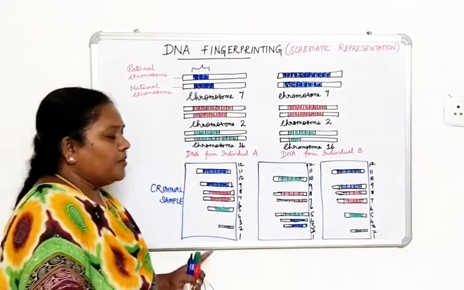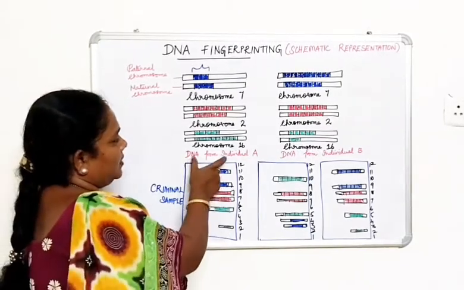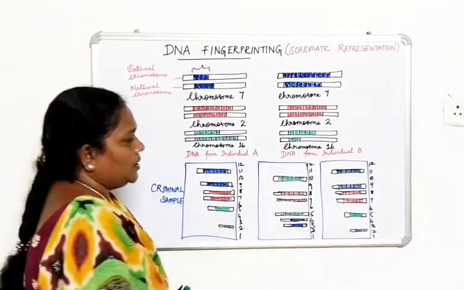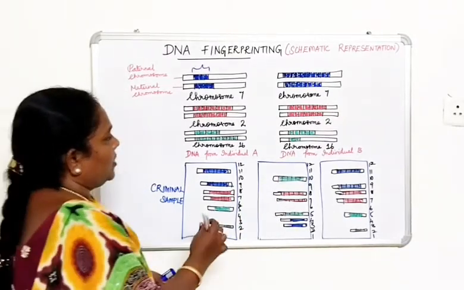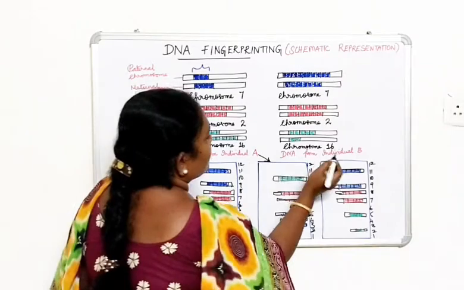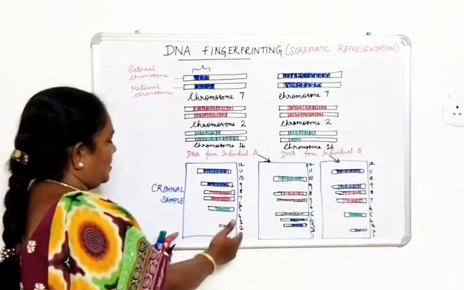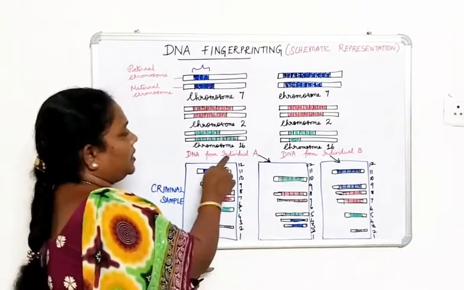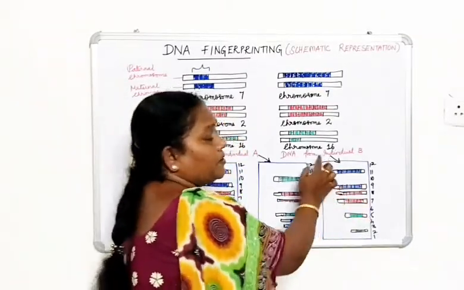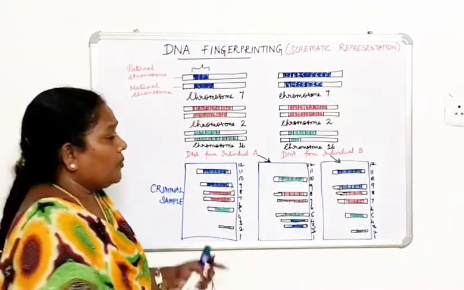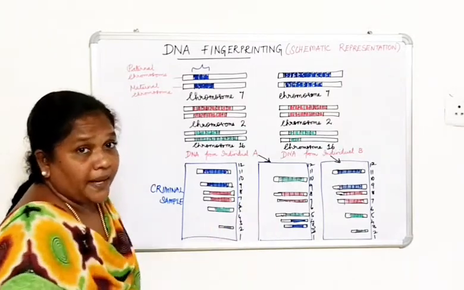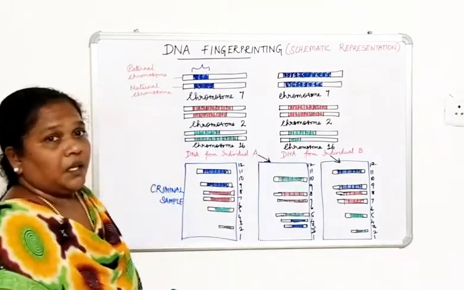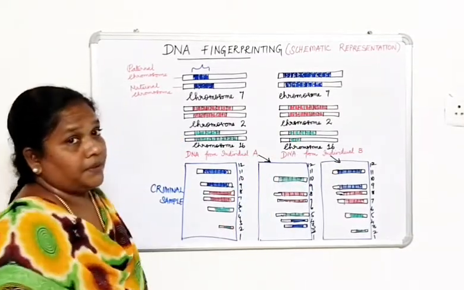Okay, now if you look at this, the DNA from individual A, with the banding pattern shown here, this is individual A. And this is the result from the criminal, and this is the banding pattern of individual A and this is the banding pattern of individual B. Now we have to find out which banding pattern, either individual A or individual B, matches with the criminal sample.